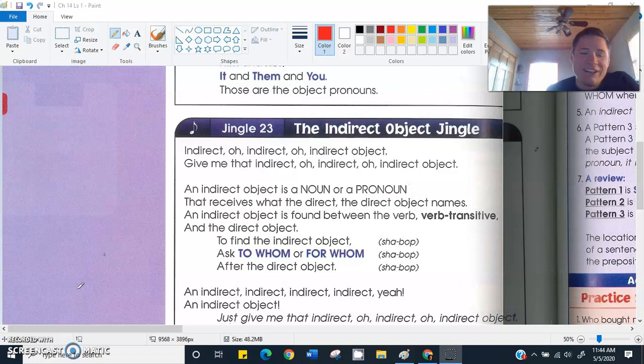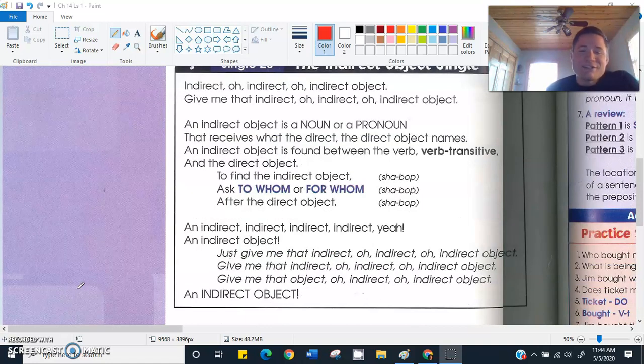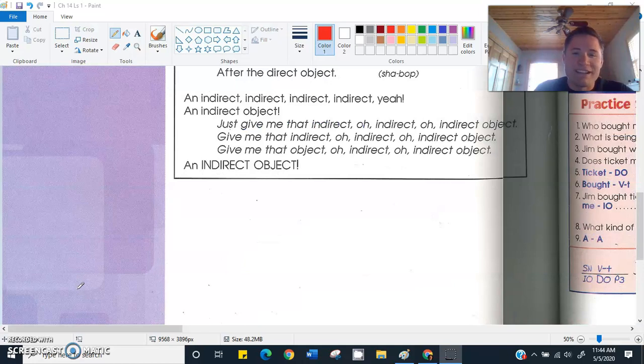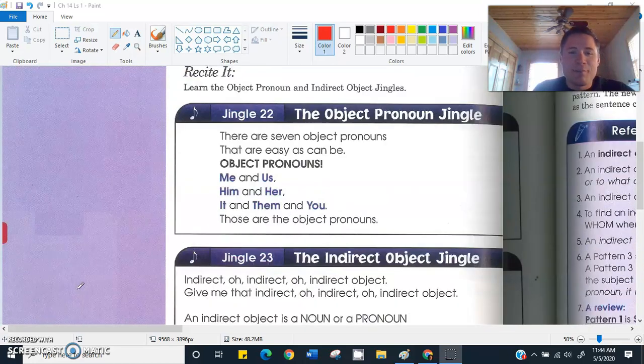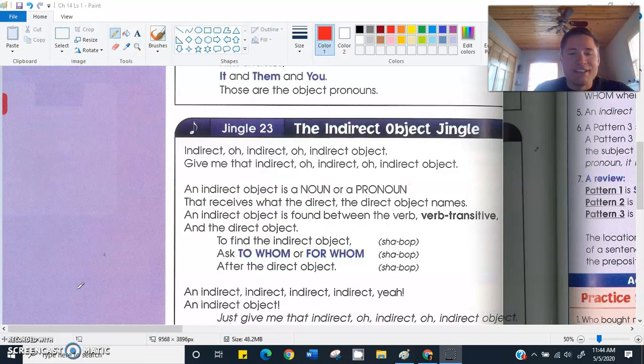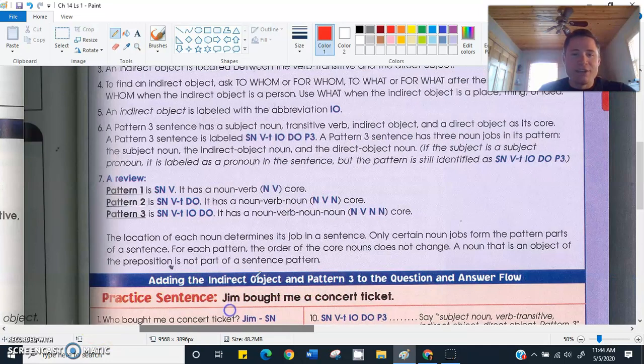Murdering this jingle. Just give me that indirecto, indirect object. It's so much better with the melody, but I don't feel like singing it today. Some key takeaways from our jingle today is that you're asking to whom or for whom after the direct object, because the direct object sends its action to the indirect object.